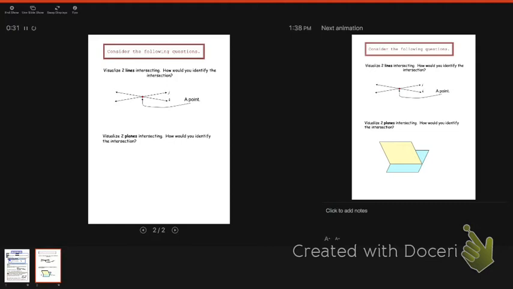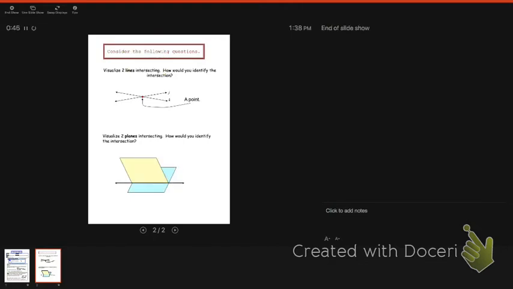What if I had 2 planes intersecting? Like if I had 2 pieces of paper and they intersected each other. They don't intersect in a point. What do they intersect in? A line. So here's one plane. Here's another plane. They intersect in a line. Okay? So keeping that visual in your head, let's try and draw the figures we need to draw.